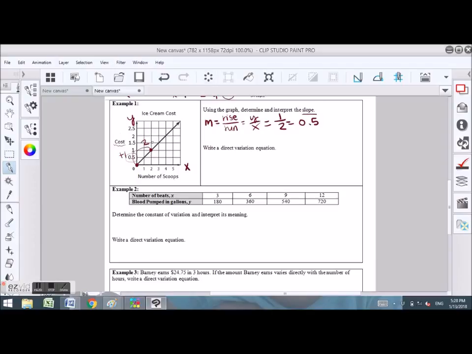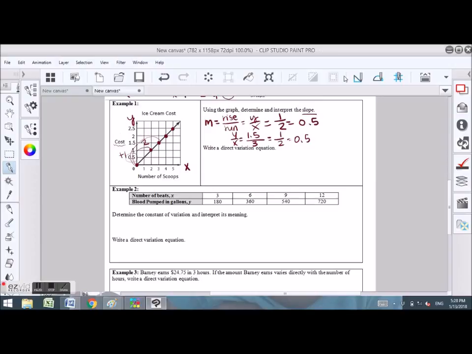Now, what does this slope mean? If you look, no matter what point you choose on the graph, this is going to stay the same. So let's say we're looking at this point right here. You rise 1.5, and then you run 3. We simplify down to the same thing. 1.5 divided by 3 is also a half, 0.5.